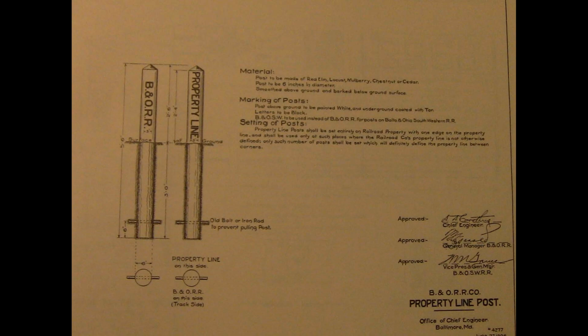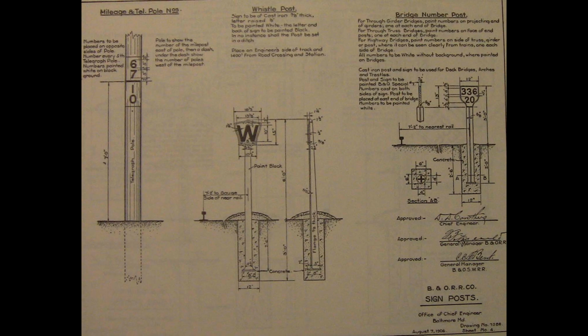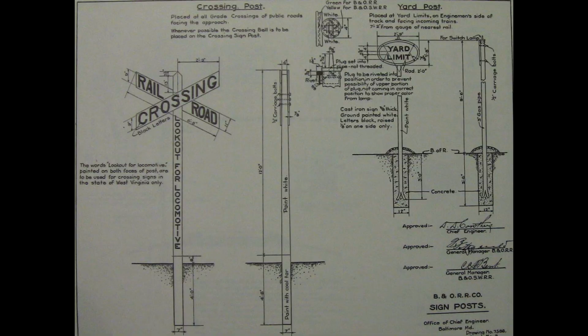The first page we have here is property line posts. Not every small piece of property would have had something like this, but huge yards and stuff like that would have had markers for the property boundaries. And who doesn't need a whistle post somewhere on their layout? Also, telephone poles had numbers on them, and there were mile markers. Various types of things were used on the railroad for scenery details on your model railroad.